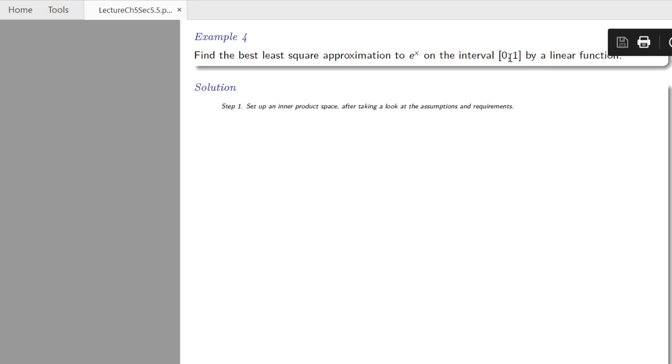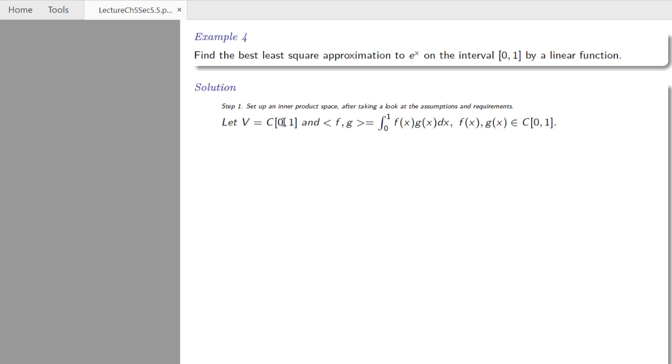So in this way, we can set up the inner product space V as the set of continuous functions on interval from 0 to 1. And then we need to introduce the inner product. So for two continuous functions on interval from 0 to 1, we define their inner product by this integral.